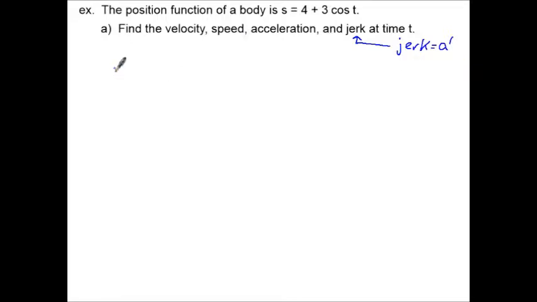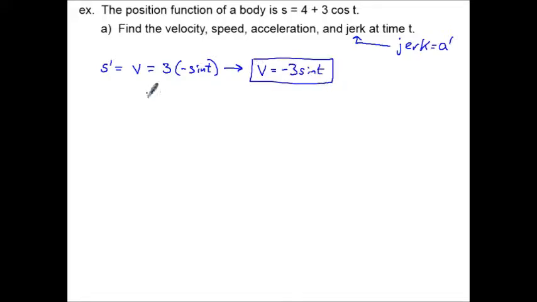Alright, so if I take the derivative of my position, I'm going to get my velocity, and that's going to be 3 times the derivative of cosine, which is negative sine, and so what that gives us is our velocity equals negative 3 sine t.